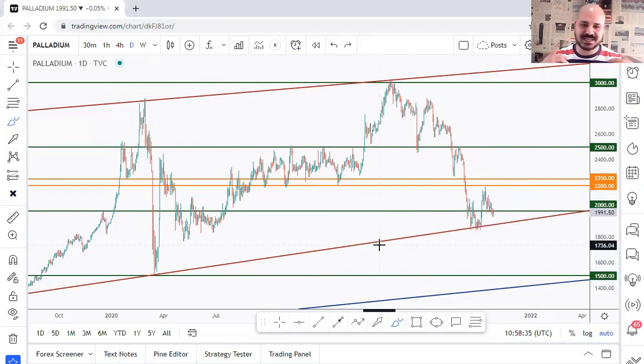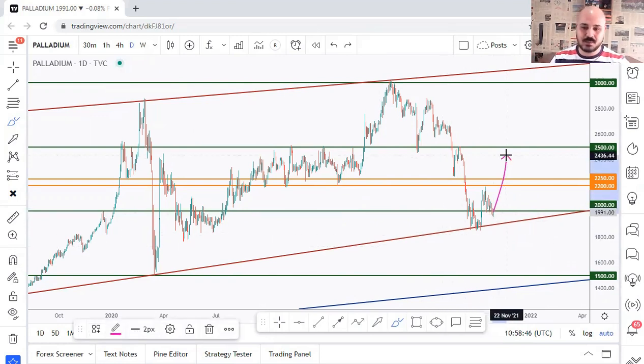I always like to give you as many details as possible, as we might not do the next analysis for Palladium for a very long period of time. So now you know what to do. If you have a break above it, we'll be looking for buy retest. If you have a break below it, we'll be looking for sell retest. We'll be looking for buy here. We'll be looking for sell here.